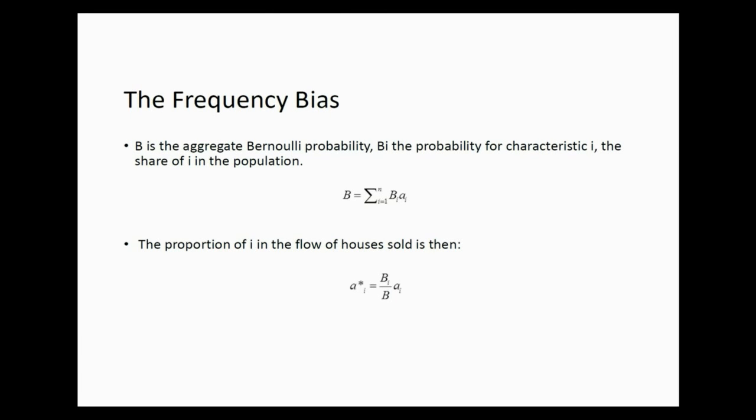And if we partition in a particular way the housing stock with shares AI, and each element of the partition has a probability BI of being sold, you get that relationship. And that implies that if we look at the shares in the flow, AI star, then those will be related to the stock shares and the Bernoulli probabilities in the following way. So if BI, the probability of type I being sold, is higher than the aggregate B, then it'll be represented more in the flow.